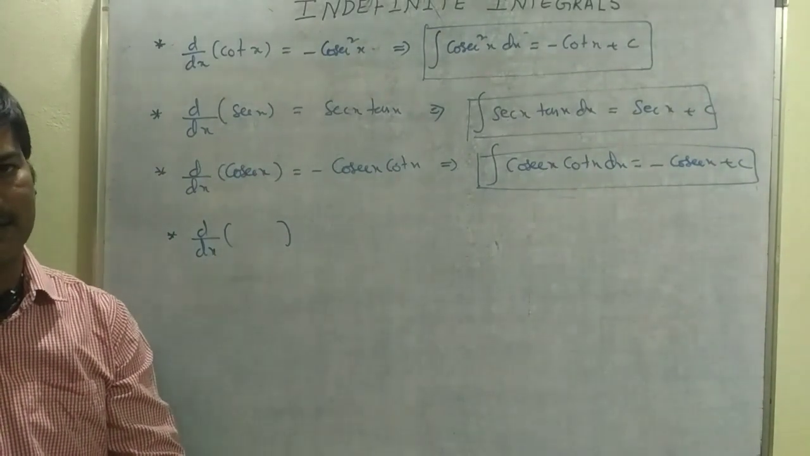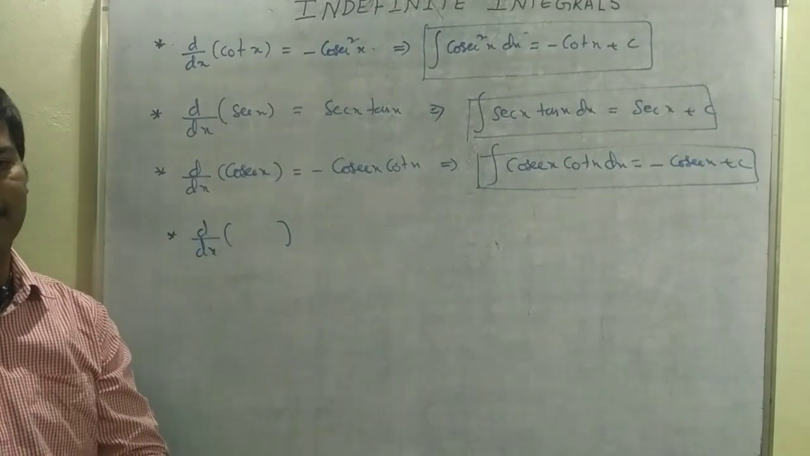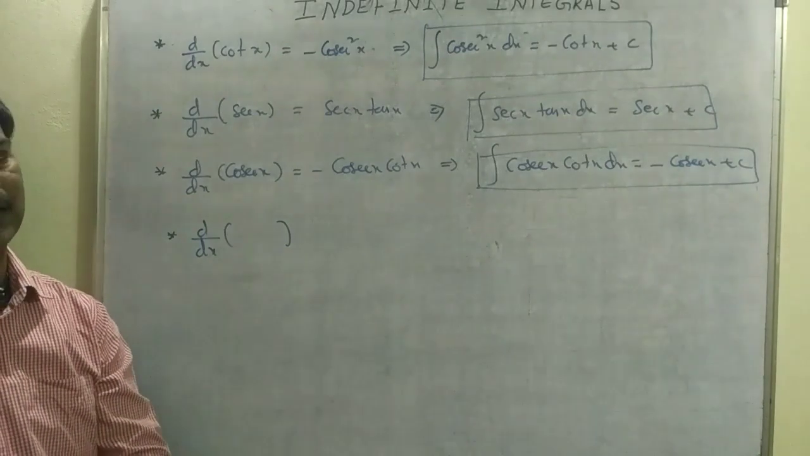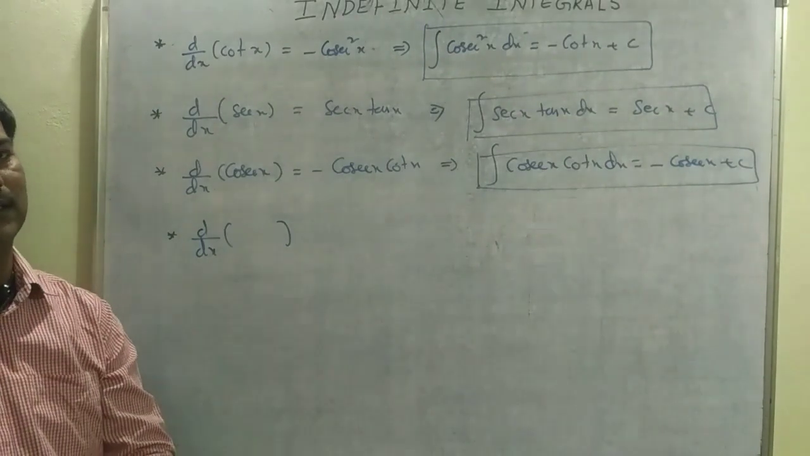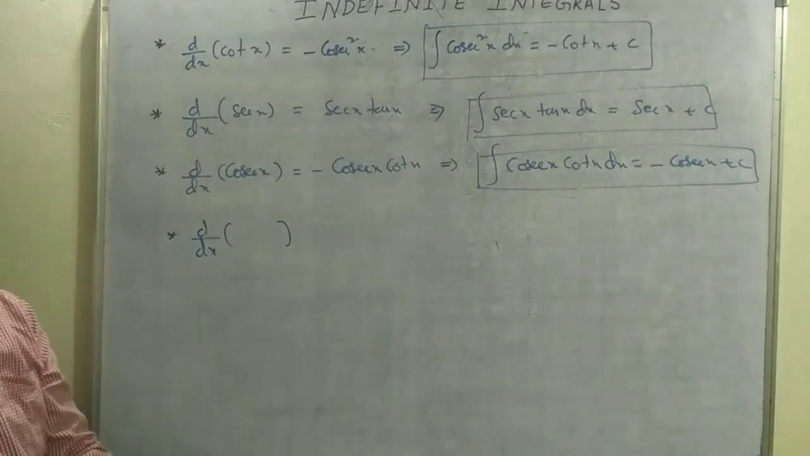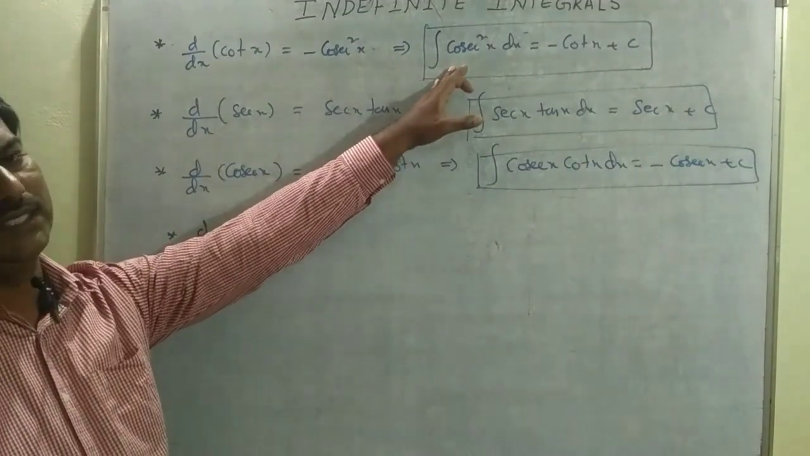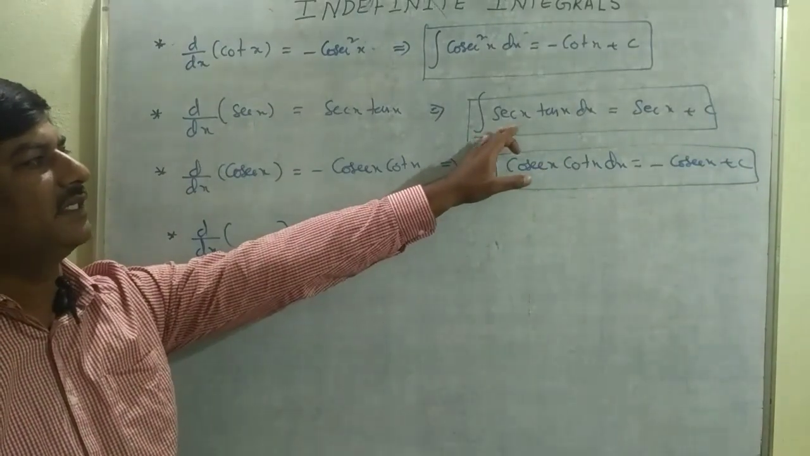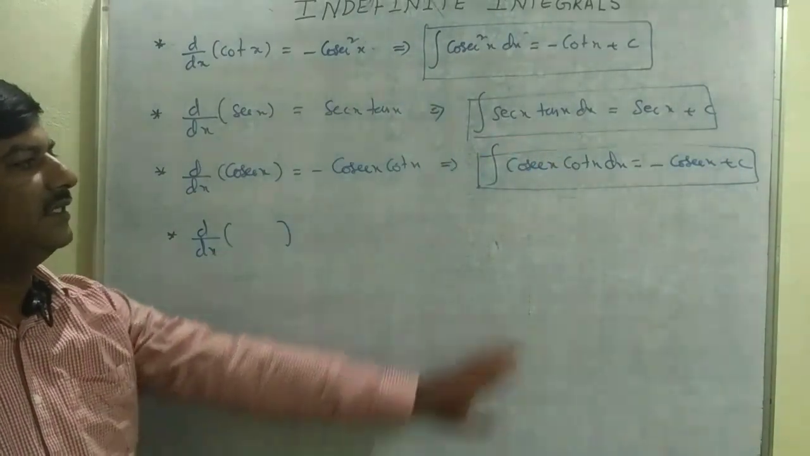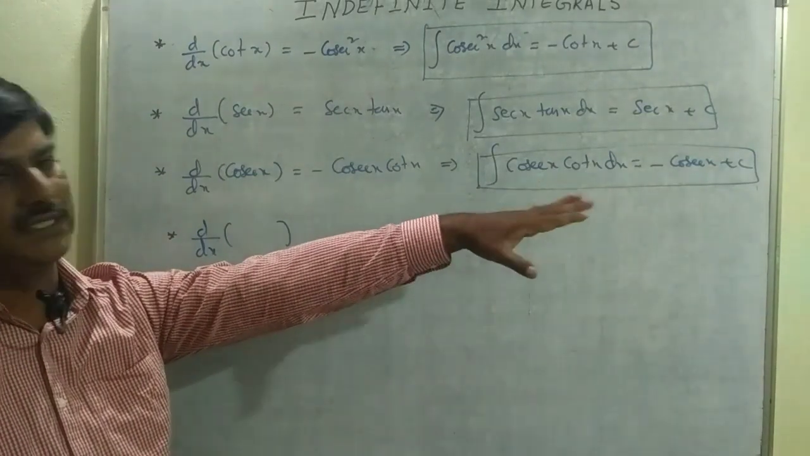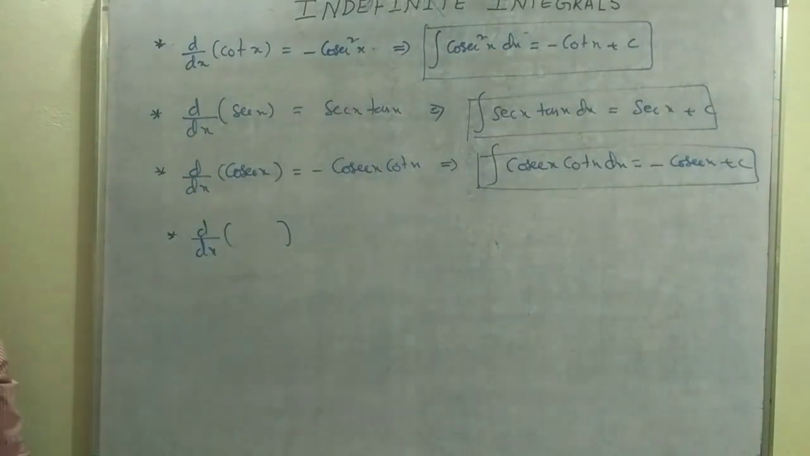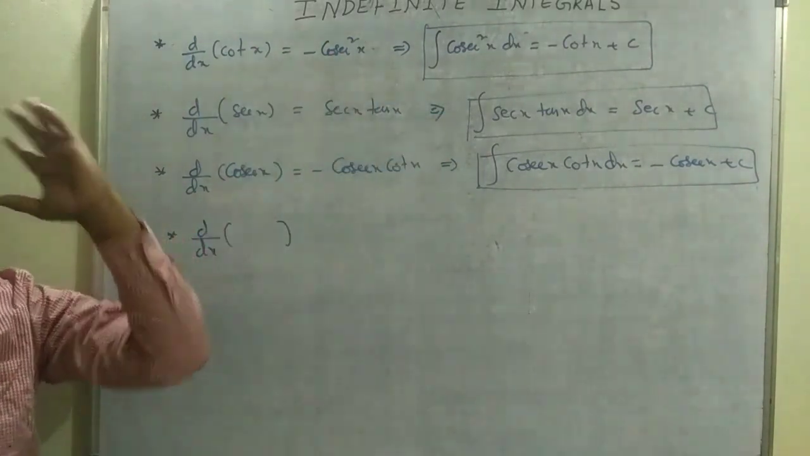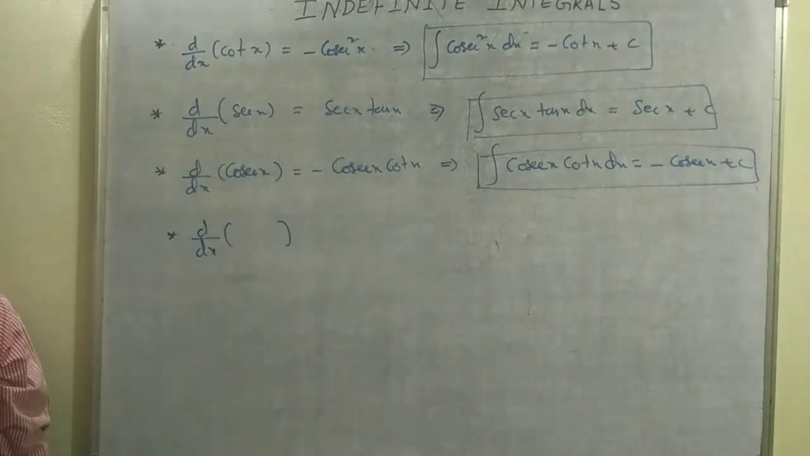The integral of sin x is minus cos x, the integral of cos x is sin x, the integral of secant square x is tan x, and the integral of cosecant square x is minus cot x. The integral of secant x tan x is secant x, and the integral of cosecant x cot x is minus cosecant of x plus c. Every integral will get the integral constant, it is compulsory.